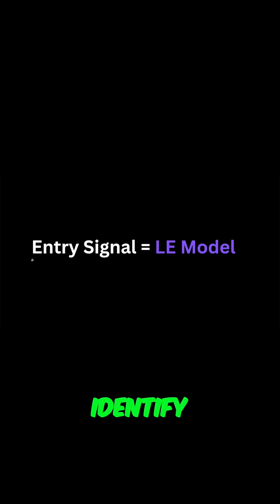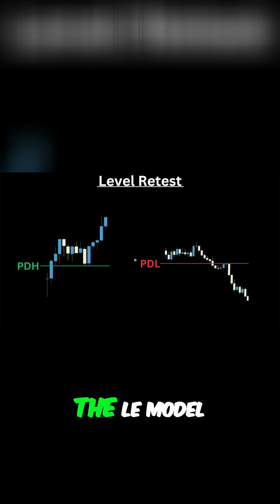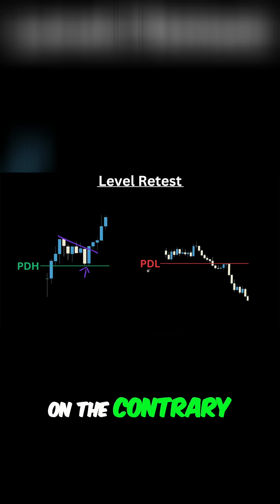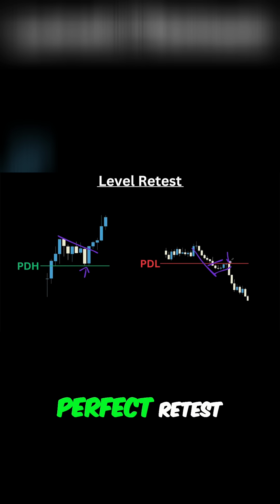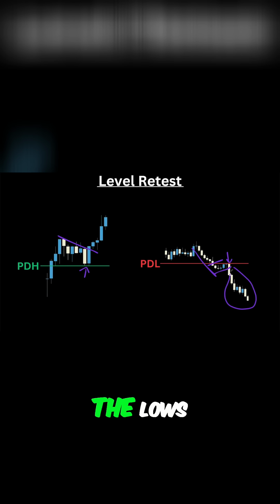How do we identify our entry signal? Remember the LE model. So first, the L in the LE model is a retest level. So in this example, we can see on a bullish case, previous day high retest right here, comes up, forms a nice little flag, and then rips higher. On the contrary, on a bearish retest, you can see previous day low, it comes up to test it, forms a nice little bear flag right here, perfect retest, and then flushes to the lows.